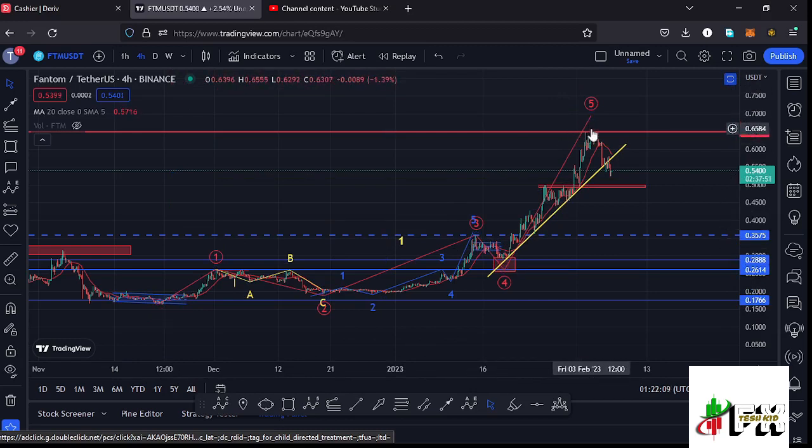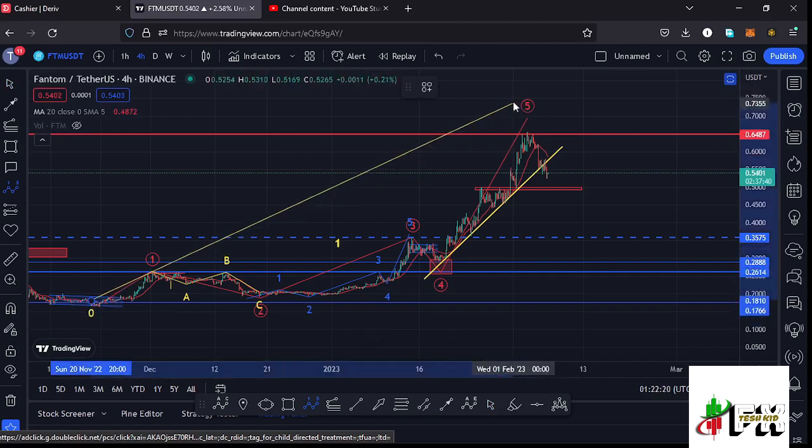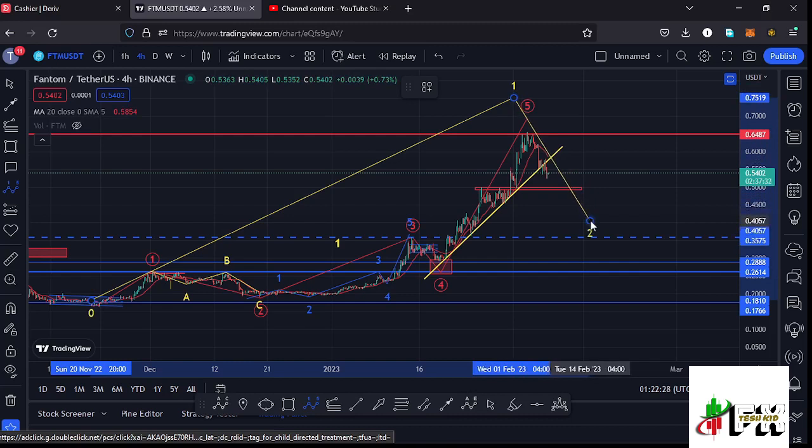I believe after seeing this 5-wave structure to the upside, having the wave 5 making its peak at around the $0.6584 mark, Fantom has now completed an even larger Elliot wave count 1 to the upside. So I'm terming this 5-wave structure to the upside as a larger Elliot wave count 1, and whatever we expect next after seeing the formation of a larger Elliot wave count 1 is a corrective structure in the formation of a larger Elliot wave count 2.